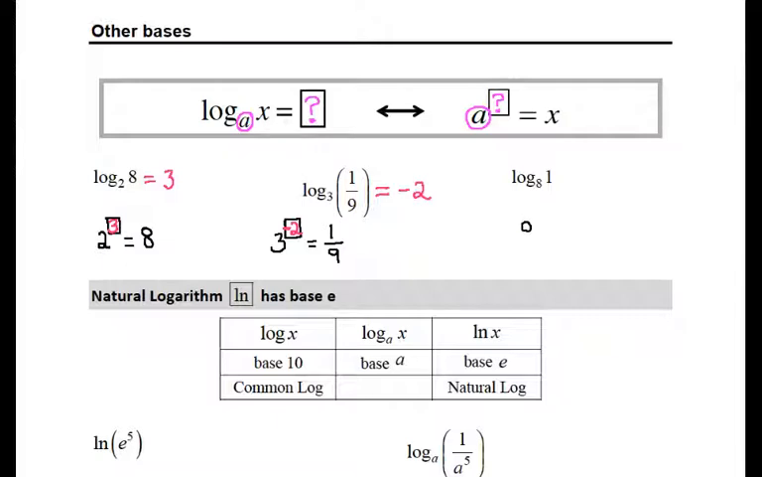Finally, log to base 8 of 1. 8 is my base. I'm asking what is the power to give me a result of 1. And this is starting to feel more familiar probably. Anything to the power 0 is equal to 1, and therefore the log to any base of 1 is equal to 0. It doesn't matter what the base is. This is always going to be 0.